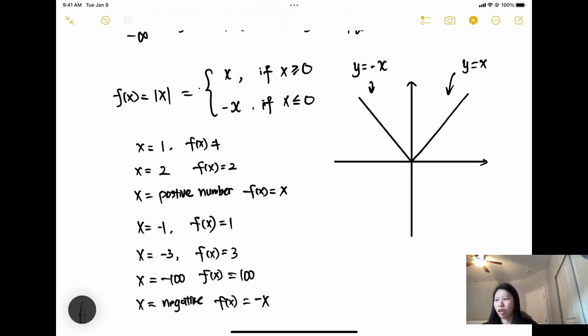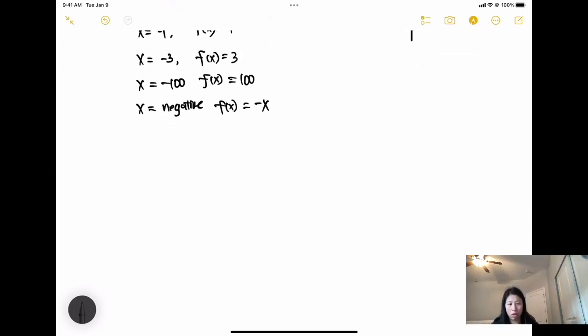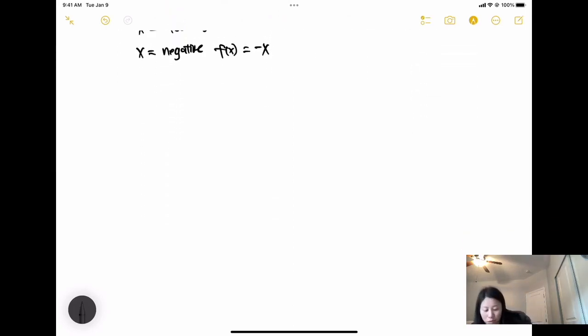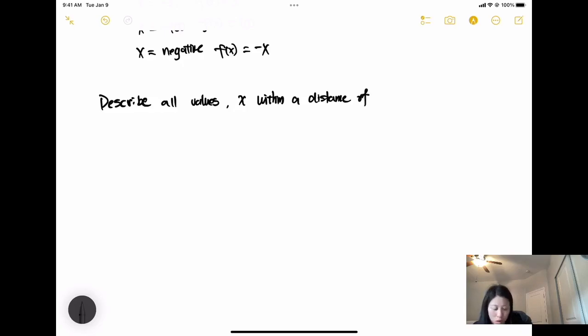Okay. So to describe all the values x within a distance of 4 from the number 5, how would you do it? Let me draw a number line first. Let me write down the question. If I want you to describe all the values x within a distance of 4 from the number 5.